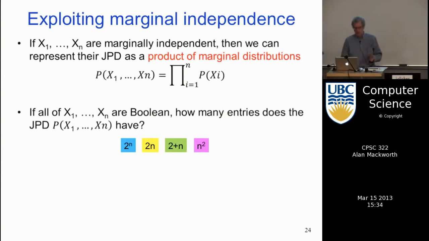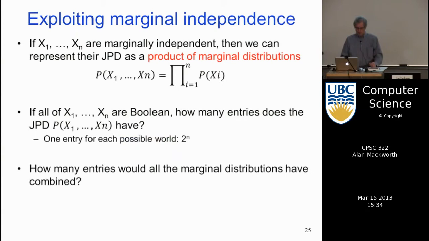Actually, the correct answer is not that. There are only 2 to the n minus 1, subtract 1, because they have to all add up to 1, right? So there's one entry for each possible world, but if you had the marginal distributions, how many entries are there in all the marginal distributions combined?